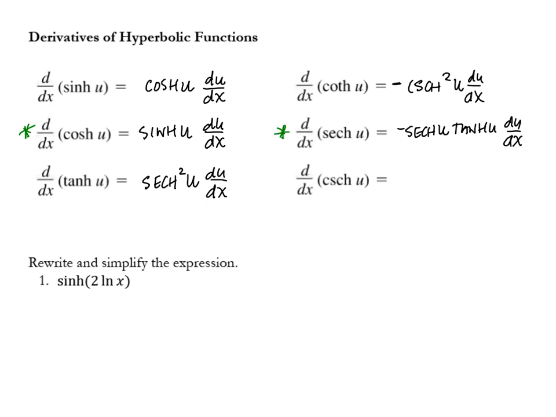So these two guys are the weird ones. They're different in sign than the circular trig functions, and the derivative of hyperbolic cosecant is negative hyperbolic cosecant of u times the hyperbolic cotangent of u times the derivative of u with respect to x. So you probably already have these memorized from trig functions on the circle, just remember the new signs that occur with the derivative of hyperbolic functions involving cosine.